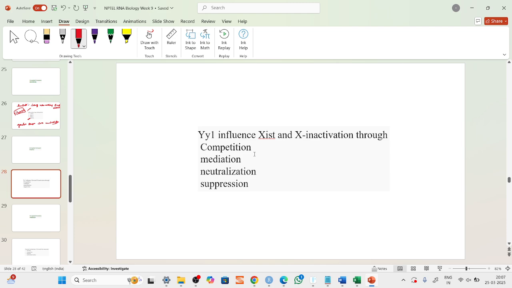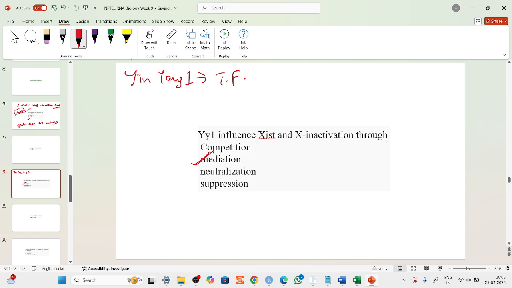So how can it be mediation? First of all, what is the full form of YY1? YY1 is Yin Yang 1. It is a transcription factor that mediates the regulation of XIST expression and plays a role in X chromosome inactivation. So basically, it helps in the regulation of XIST expression. What happens is, YY1 binds to specific sites present at the XIST promoter, and then it helps to recruit proteins that facilitate the initiation and spreading of XIST RNA, which is essential for the inactivation of one of the X chromosomes. So the correct answer is mediation.